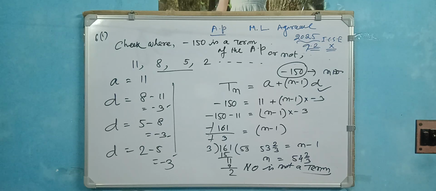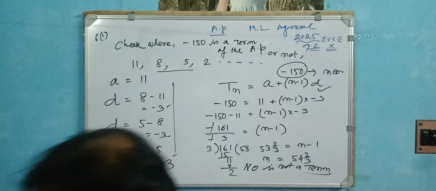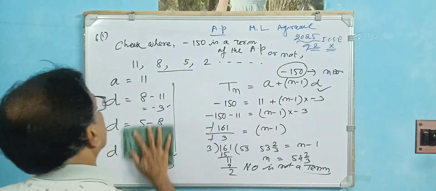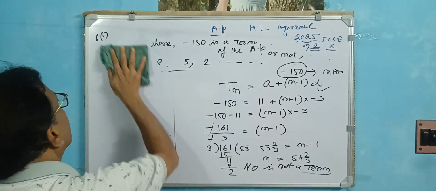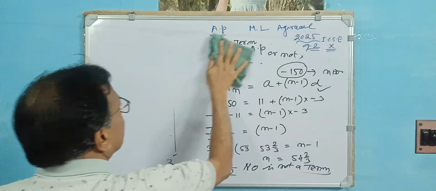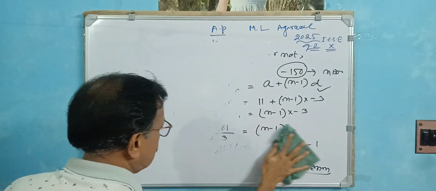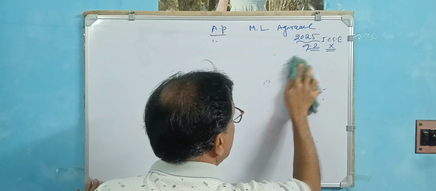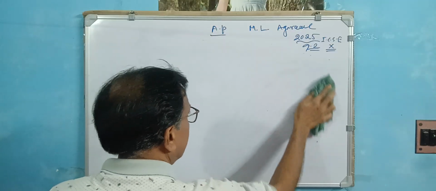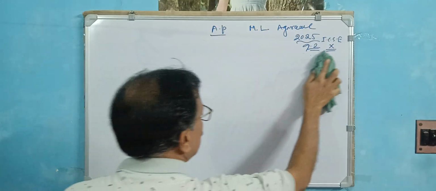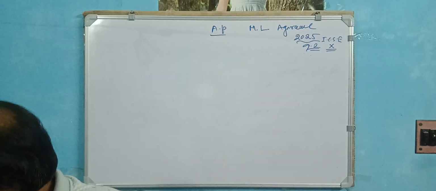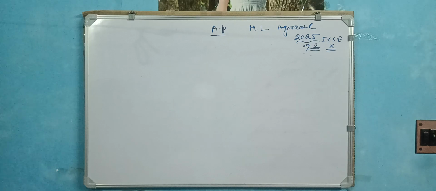So now this way you just put it. Now the next sum. Clear? So AP is very easy. Just the concept must be clear. You just learn the formula, remember the formula, and then apply it. If the idea is clear, any sum is very easy for you. Just first understand properly. Now the next sum.